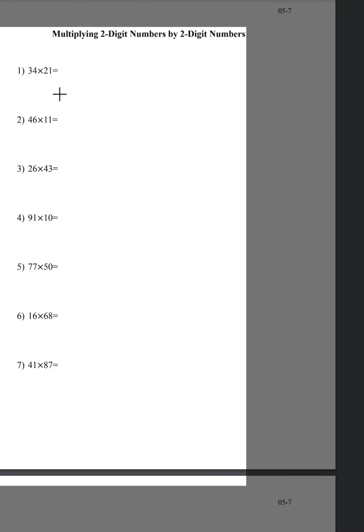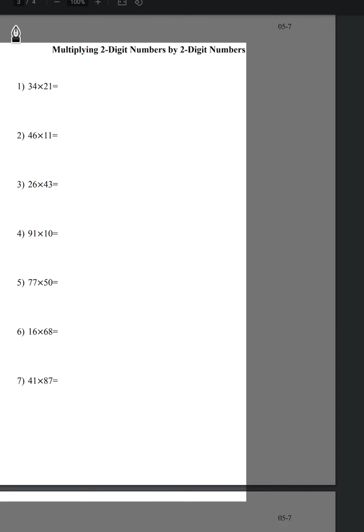Okay, so this one's gonna be a little bit harder. So 34 times 21. So basically, 4 times 1 equals 4. 3 times 1 would be 3. And in this case, you need a placeholder, so you'll just use 0 here. And 2 times 4 equals 8, and 2 times 3 equals 6.